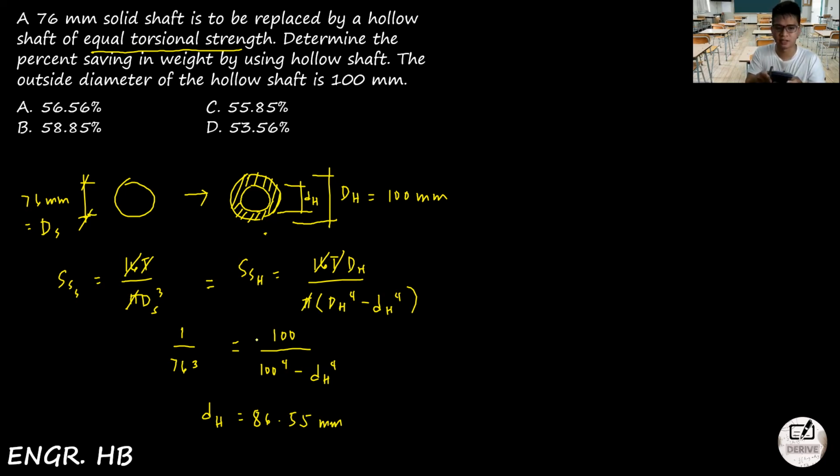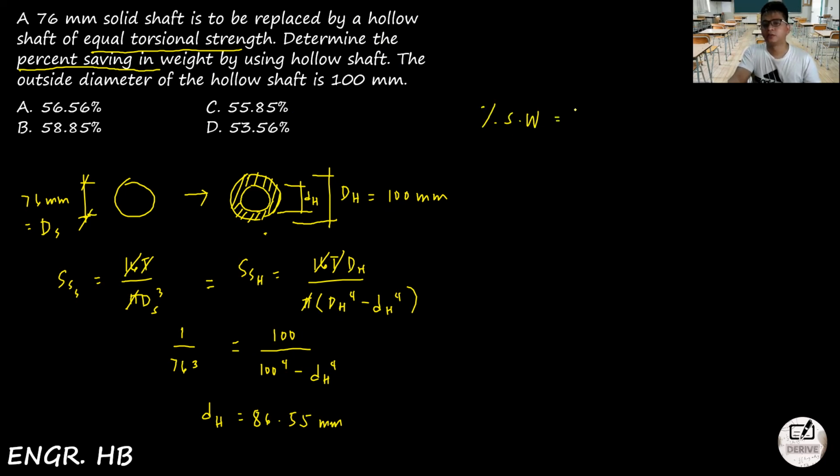So ulit ko lang ulit. So 100 times 76 cube minus 100 raised to 4 times negative 1. Then kunin mo yung fourth root. So that was 86.55 mm. And lumabas naman that it is lower than 100. So basically, this is correct. And of course, ayan, hindi pa yan yung tanong. Ang tanong is determine the percent saving in weight. So how are you going to find the amount of percent saving in weight? So lagay natin percent saving in weight.